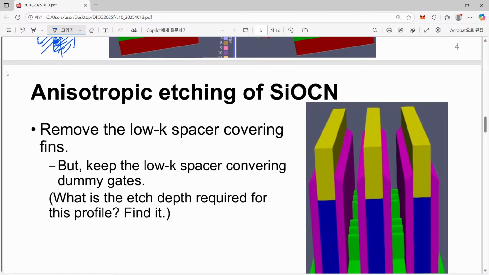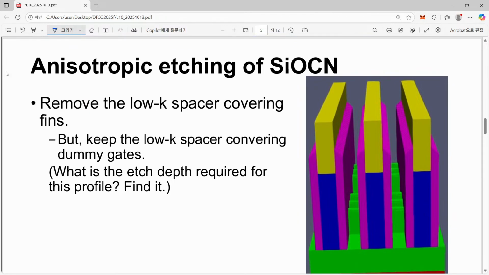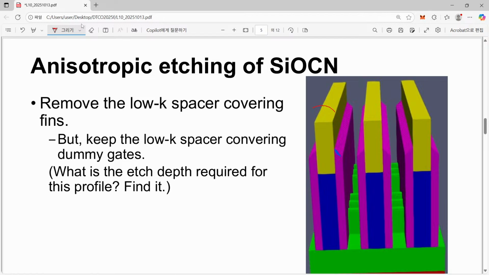Now we perform anisotropic etching of this spacer region. Then now we have this shape. I wanted to say one thing more. Previously we had the spacer covered here, and they are gone, etched away. But this is okay, but please have a look at another point here.